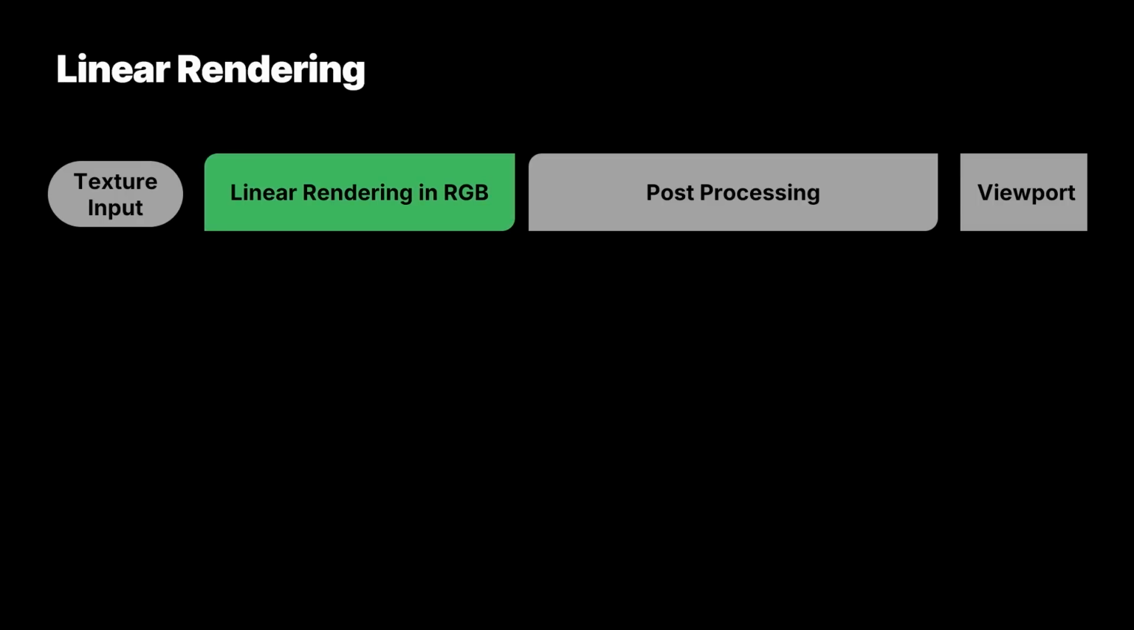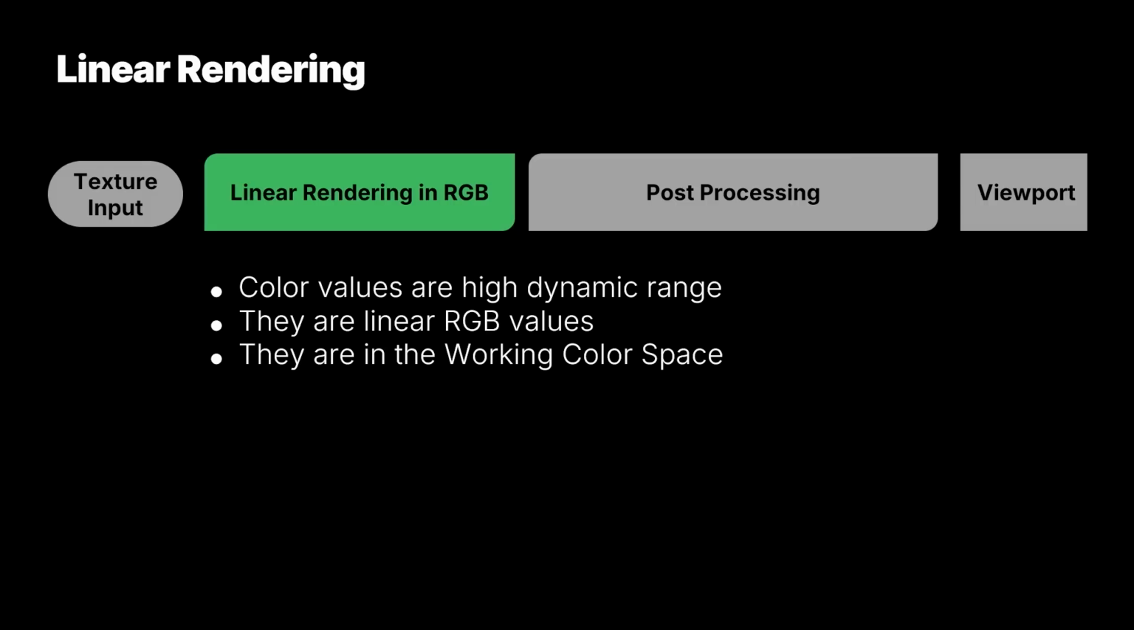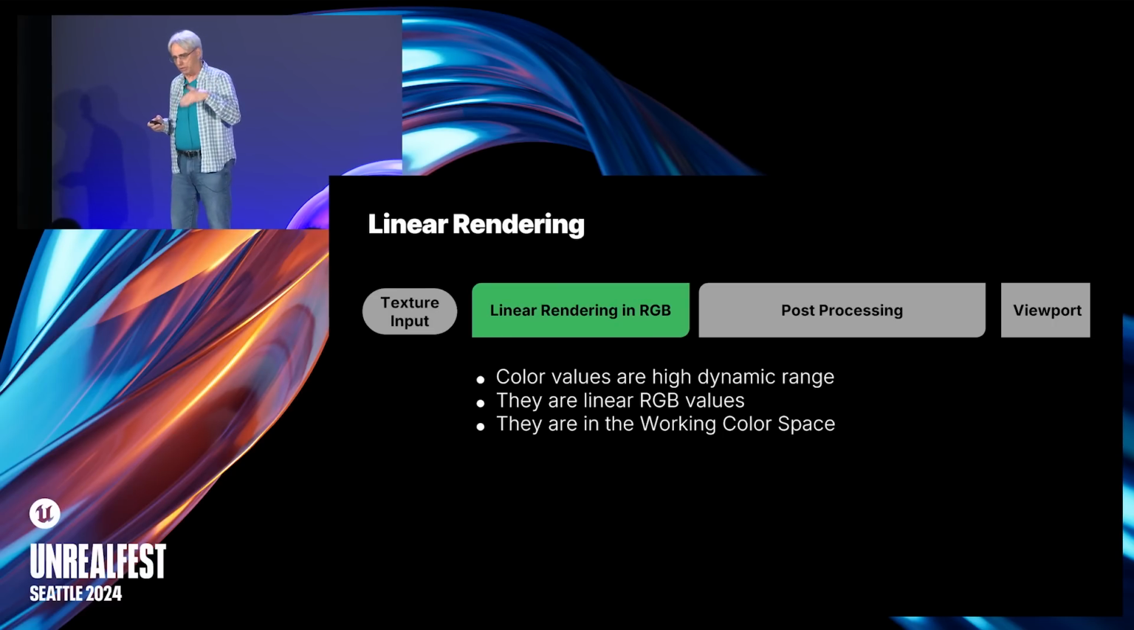Now, we're going to start in the middle rather than the front to talk about linear rendering in RGB. The first thing to note about a color value is that color values represent an amount of light. And since that's true, those values can have a large range of very, very bright values, or they can be really small values, and they are also linear, which means if you double the number, you double the amount of light that that value represents. And finally, these RGB values are in the working color space. And we'll get more specific on that in a little bit.